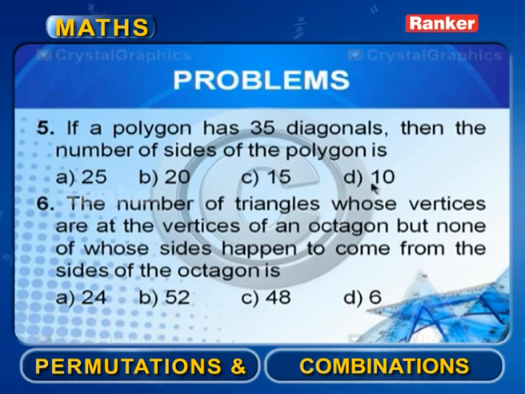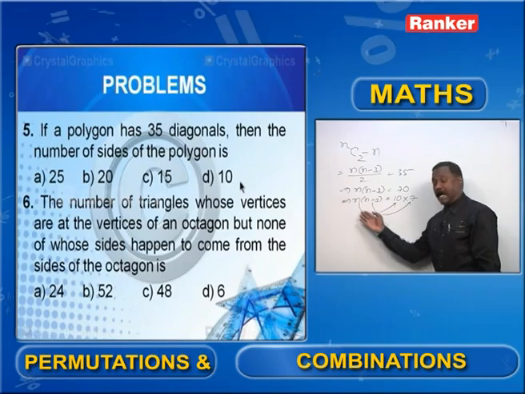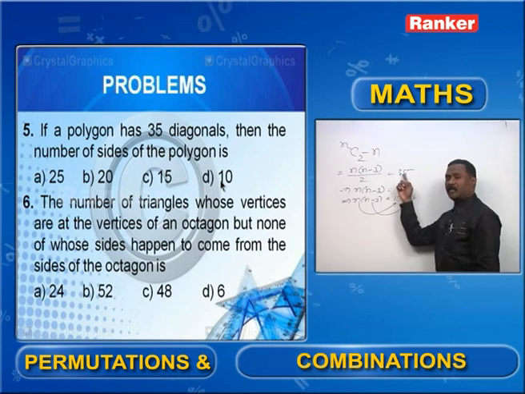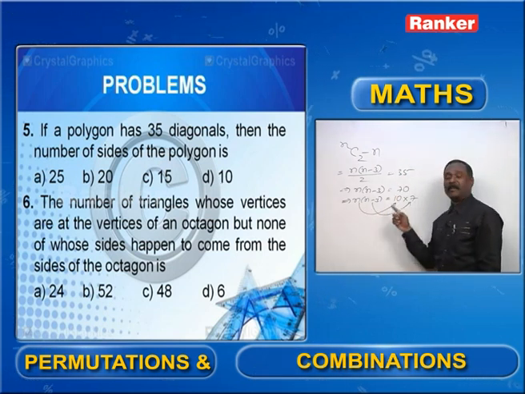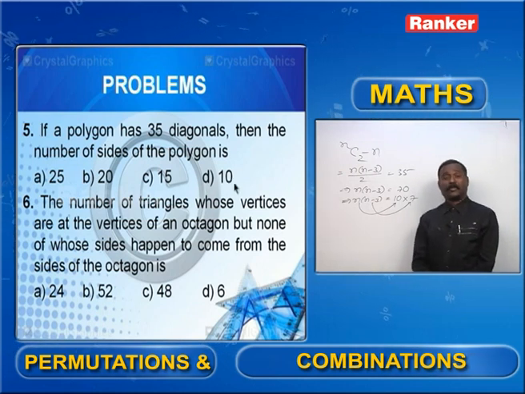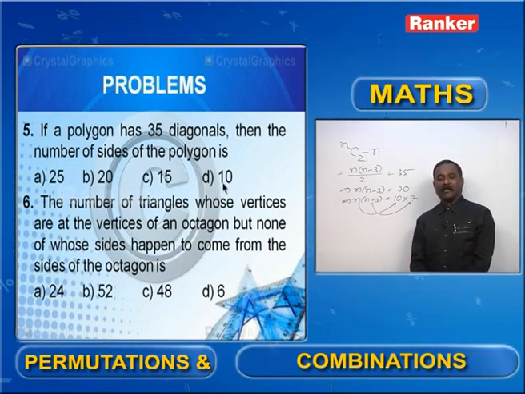So the number of diagonals are 35. Then the number of sides will be 10. So what should be the option there? 10 is the option, that is option D is the correct one.